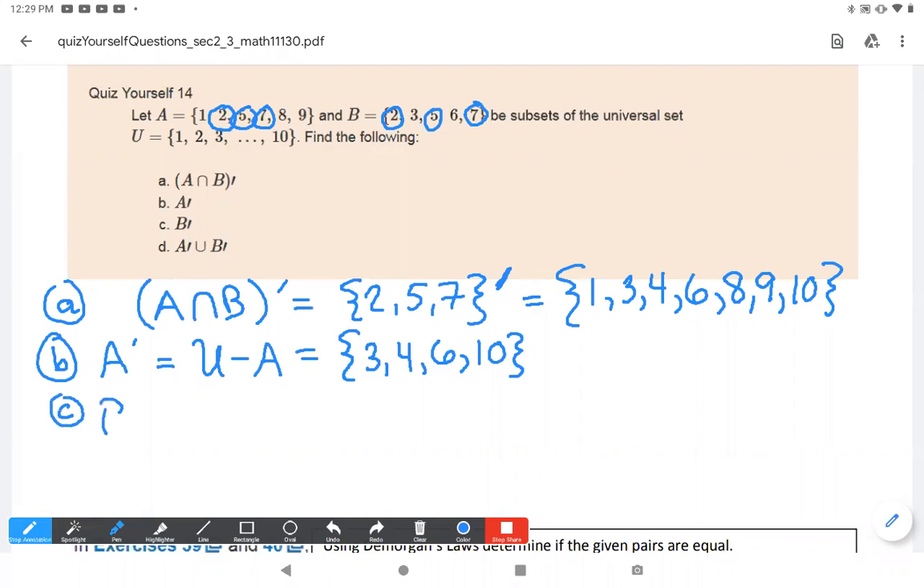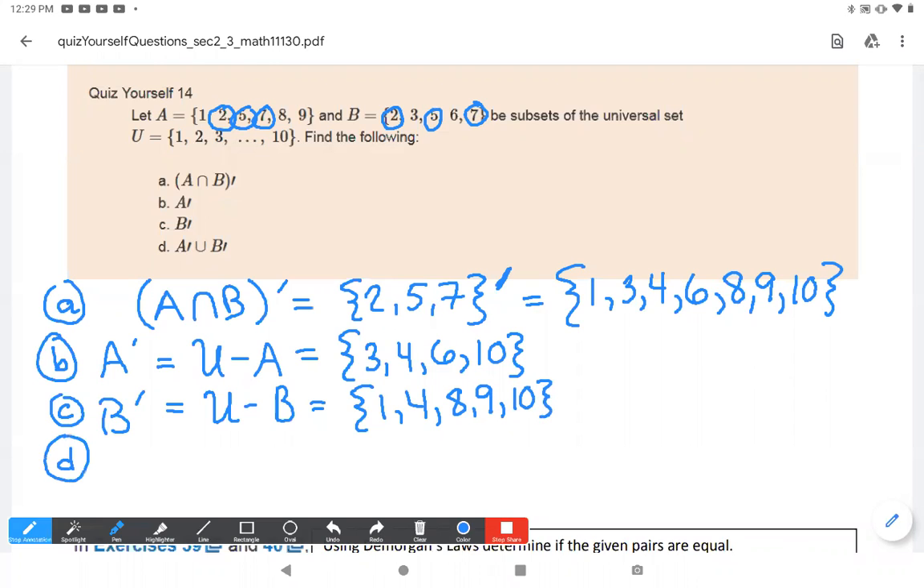If we look at the B complement, that's to look at U without B, representing the elements in U that are not in B. So the 1, not the 2 or the 3, but the 4, not the 5 or the 6 or 7, but the 8, the 9, and the 10.